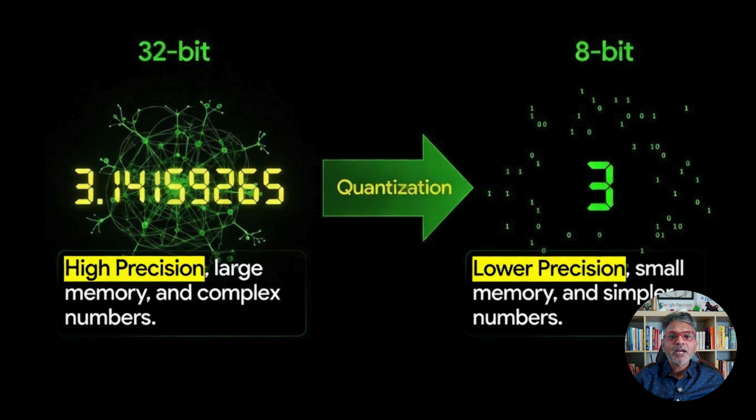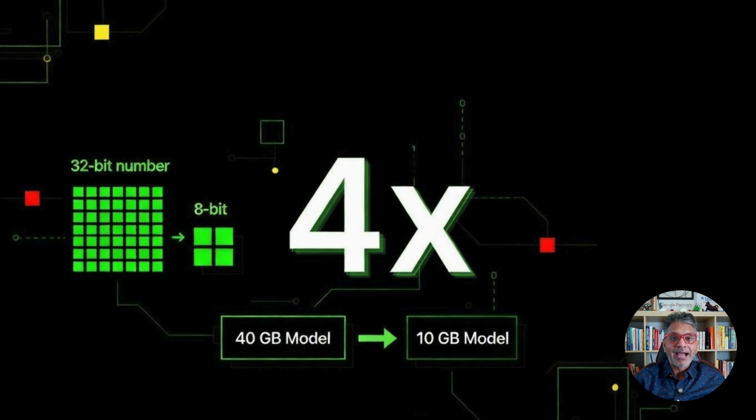A typical full-size AI model stores information as 32-bit floating point numbers. Think of them as numbers with a lot of decimal precision. Very accurate, but very memory hungry. Quantization converts them into smaller formats, like 8-bit integers. Yes, it's a trade-off. You lose a small amount of precision, but in return, you get a massive reduction in AI model size. Here's the real impact.